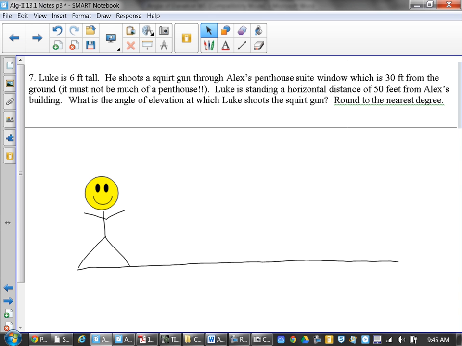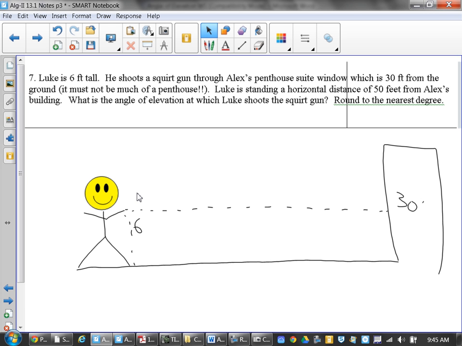So the house is 30 feet. How high up is the gun if he's shooting it up 6 feet up? We'll just say he's shooting it from 6 feet up off the ground. He's actually turning it sideways because it's cooler when you shoot a gun sideways.